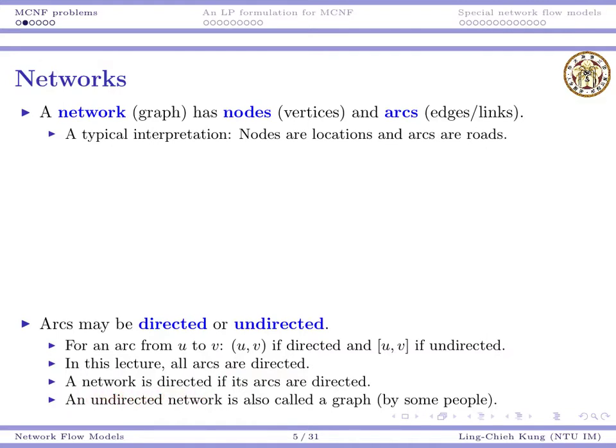A network is directed if its arcs are directed. So in this course, basically we talk about directed networks. Finally, some people would like to say networks are directed graphs, and the graphs are undirected networks. Now, some people say that, but anyway, we don't care about it.